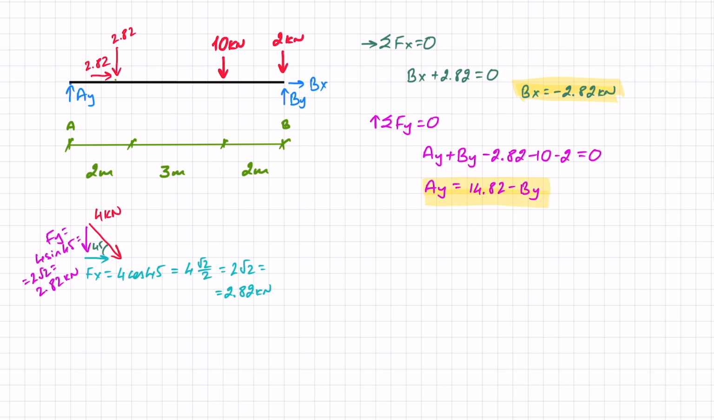And in order to solve everything, I need to take into account the moments. So I am going to do sum of moments around B. And that is because at B, I have two forces, and I also have this force of 2. And you can see that this force of 2 also passes at B.